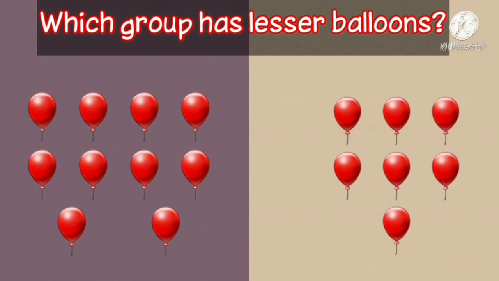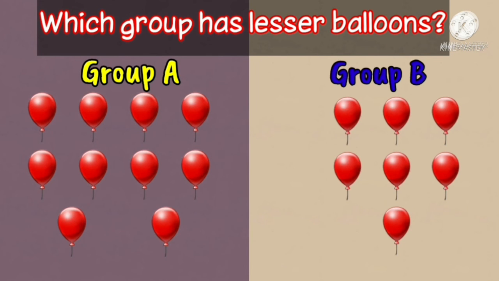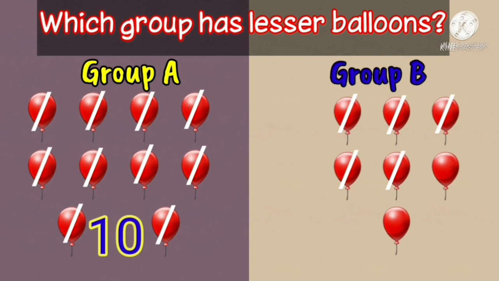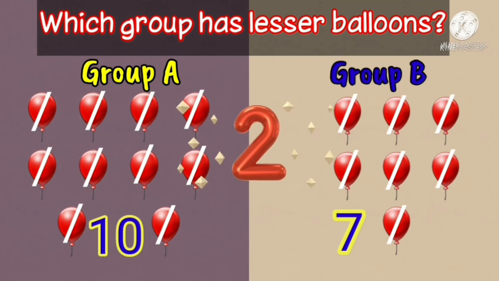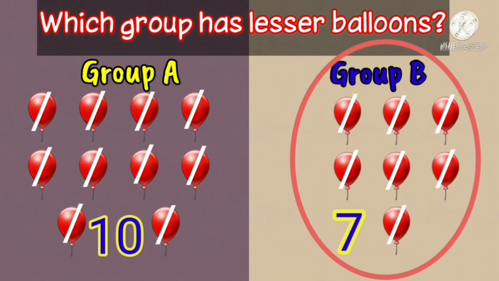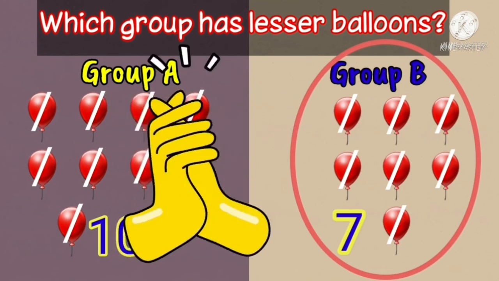Which group has lesser balloons? Group A, group B. Let's count the balloons in the first group. 1, 2, 3, 4, 5, 6, 7, 8, 9, 10. 10 balloons. Let's count the balloons in the next group. 1, 2, 3, 4, 5, 6, 7. 7 balloons. Which group has less balloons? A or B? B. Yes. B, because 7 balloons are lesser than 10 balloons. Good job!